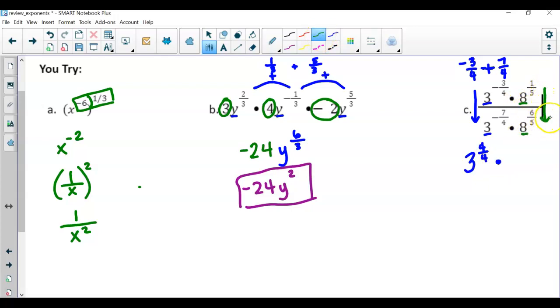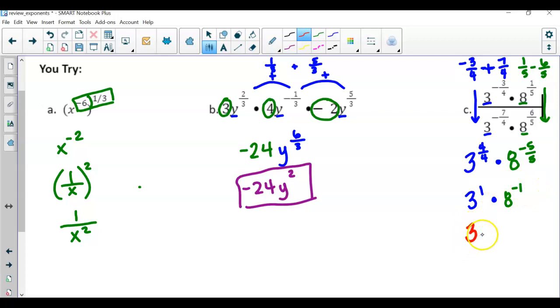So top to bottom, subtract again. 1/5 minus 6/5, which gives you 8 to the negative 5/5. Now, of course, we could still simplify that, right? Because 4 divided by 4 is 1. So that's just 3 to the first power times 8 to the negative 5 divided by 5, which is negative 1. Now notice 8, the base, has an exponent of negative 1, so we need to flip.